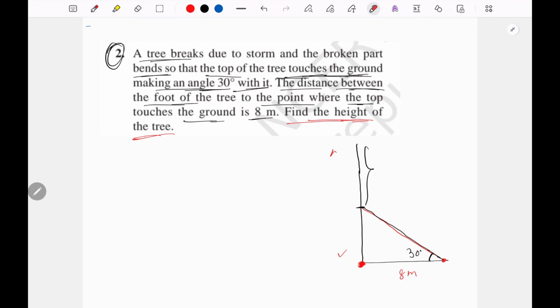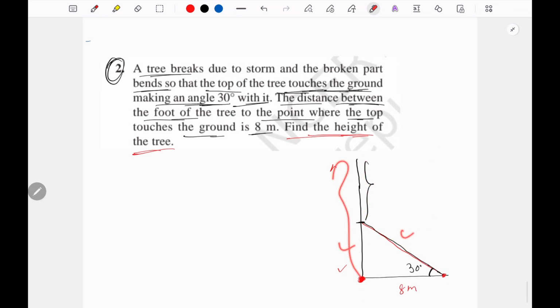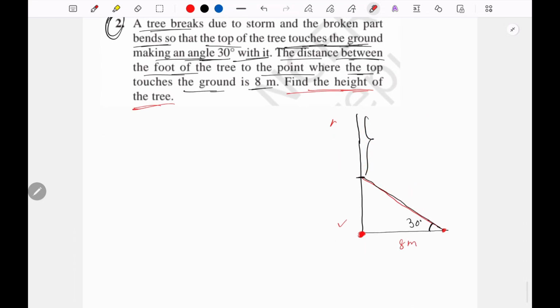See, this is a right angle triangle. So from this triangle we have the value of base. Now we can find the value of this. So first we will find the value of this height, and next we will find the value of this part, the height of this part. So we will add this and this, then we will easily get the height of the tree.